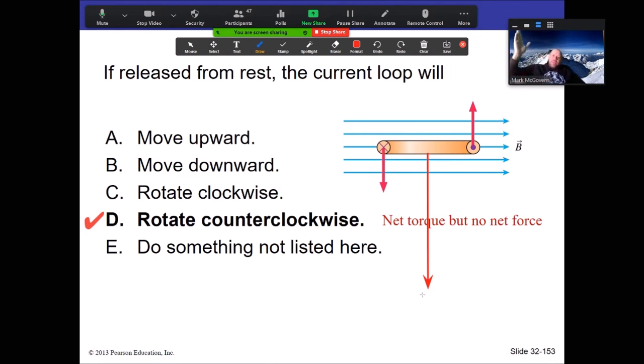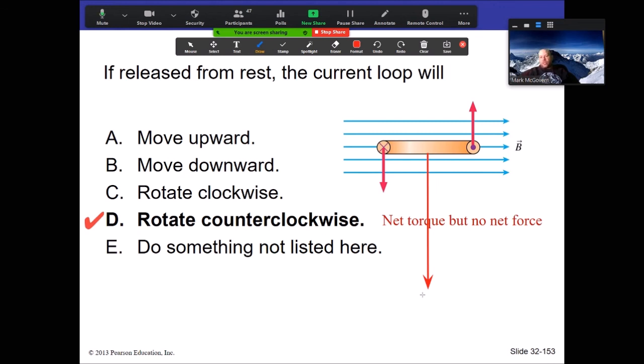Your fingers need to be downward. Your palm should open to the right because the magnetic field's to the right. And we're going to curl our hands like this. When I curl my hands like this, that's counterclockwise. The torque vector points out of the page, but that results in a counterclockwise rotation here.